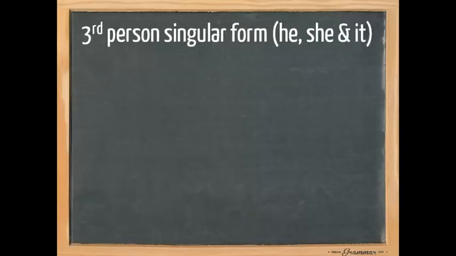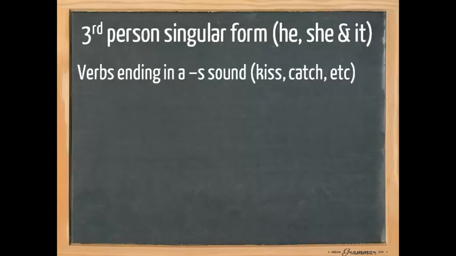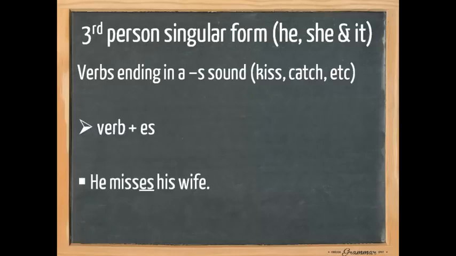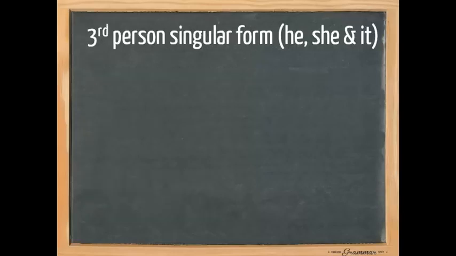We need to pay extra attention when verbs end in an S sound, such as kiss and catch. We use the infinitive form of the verb, but we add ES. He misses his wife. She teaches English.